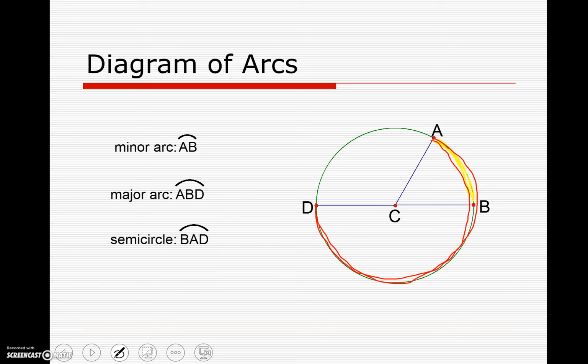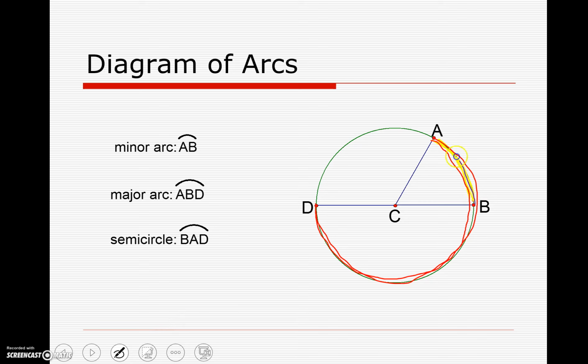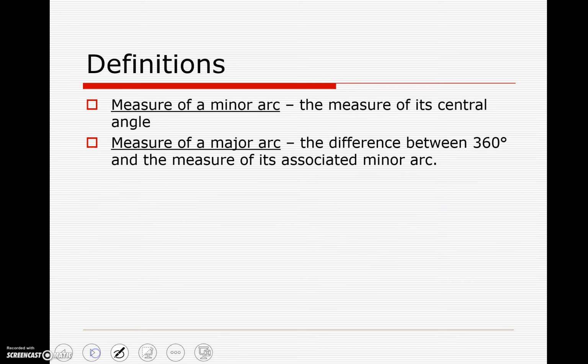The semicircle would be BAD. So in this case, again, since it's a semicircle, it has to be listed with 3 letters. We're going to start, let's do this one in purple. We're starting at B, and we're working our way around towards D. So the semicircle is BAD, that piece there. It's exactly 180 degrees. You can see that that piece in the middle here is a diameter. So that's also another clue that it's a semicircle.